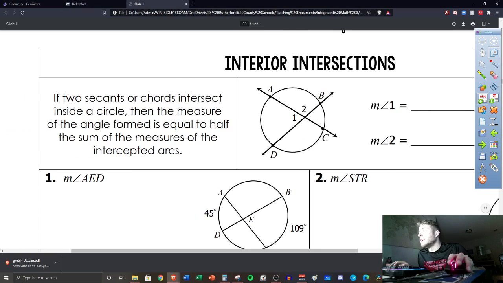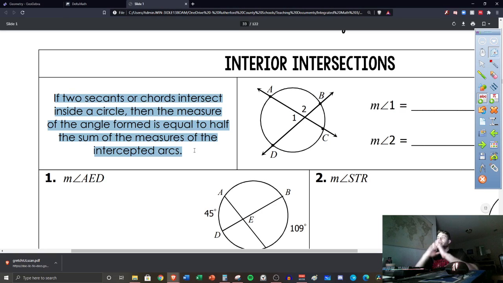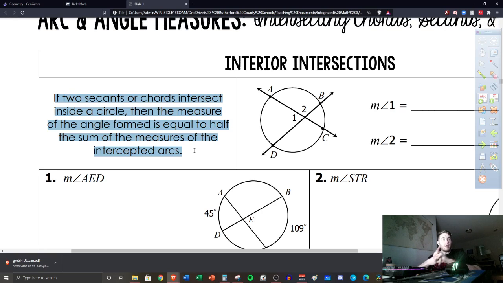So here we have, if two secants or chords intersect inside a circle, and we're not talking about at the center of the circle. This is not central angles here. Central angles would be a lot easier. We would know how to find all those. But if they're just intersecting, then the measure of the angle formed is equal to half the sum of the measures of the intersected arcs.